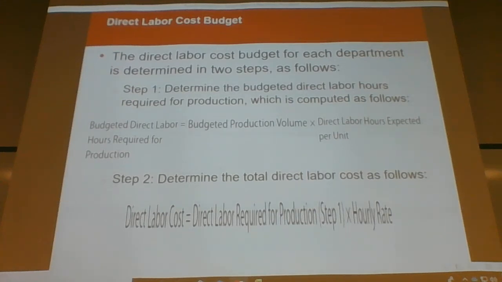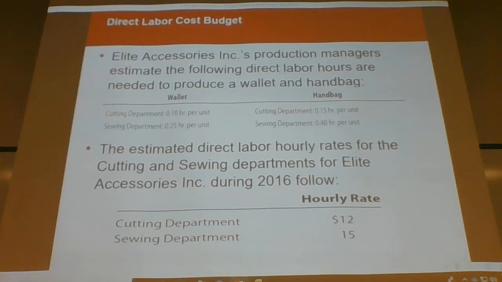However, we also have to account for how much our workers are making. So when we look at the direct labor cost budget right here, we have our direct labor required for production in hours. It should say in hours here from step 1 times the hourly rate. So let's see if we have an example. Well, not yet, because looks like we have a couple of things going on here too. So maybe not as simple as we had hoped.